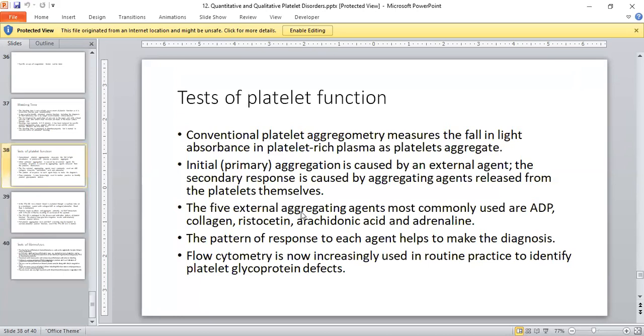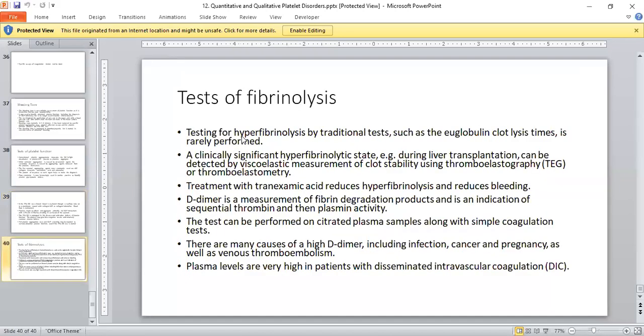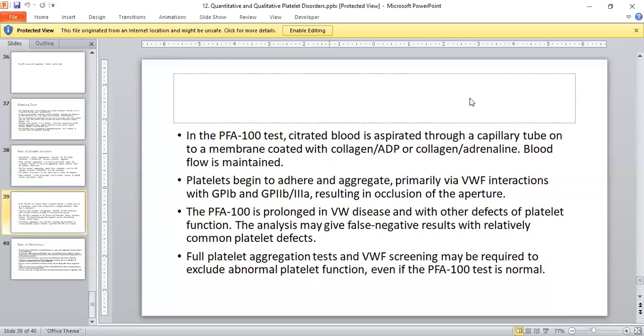Tests of platelet function. These are upcoming methods that came about, like flow cytometry, to identify what defects are there in your blood components that affect hemostasis. Like you have the PFA-100 test. I don't think these are very important. You go to the other document.